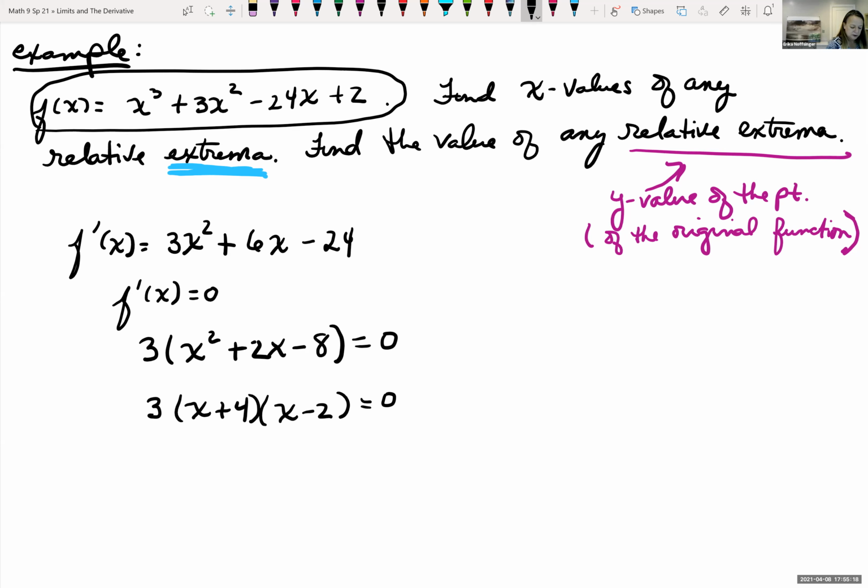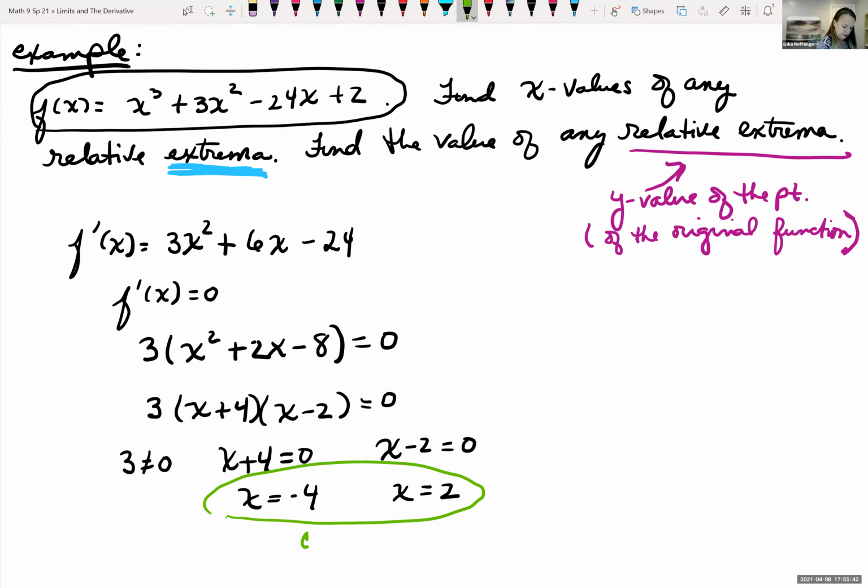So setting that whole thing equal to 0. 3 is never equal to 0. x plus 4 is equal to 0 when x is negative 4. And x minus 2 equals 0. Add 2 to both sides, we get x is 2. So these are our critical numbers. And we want to put those on our number line, and test a value on each side of a critical number. So we have a critical number of negative 4 and a critical number of 2.